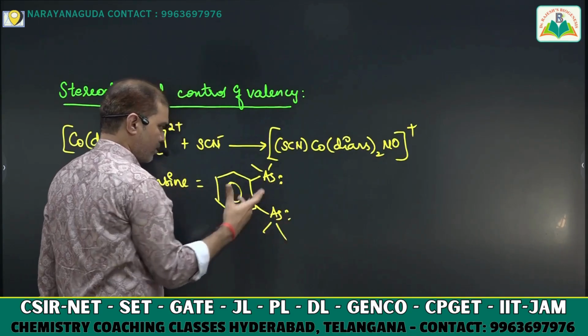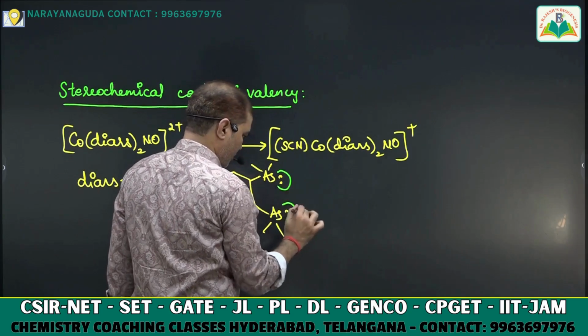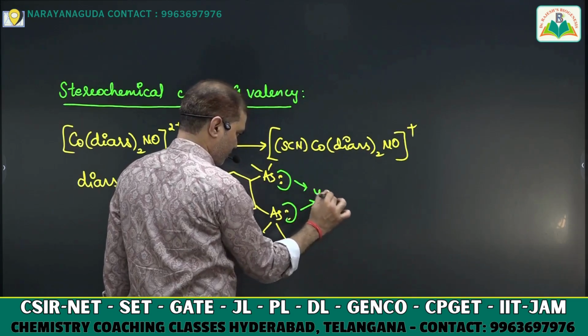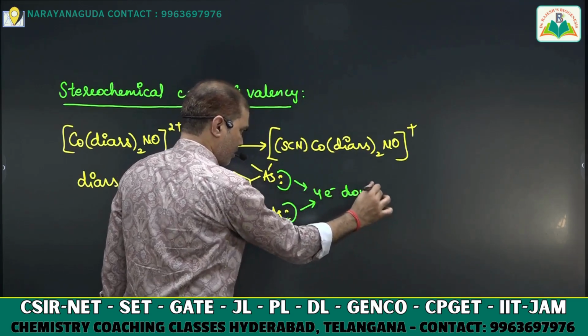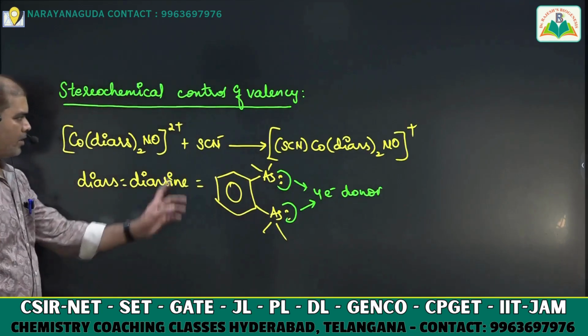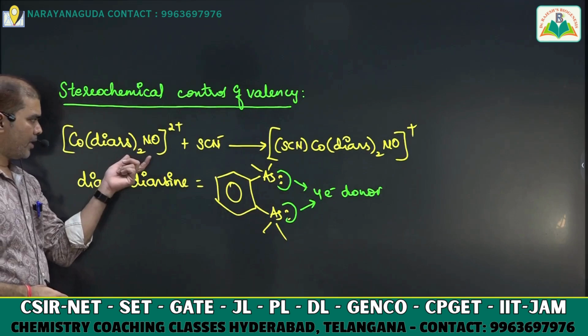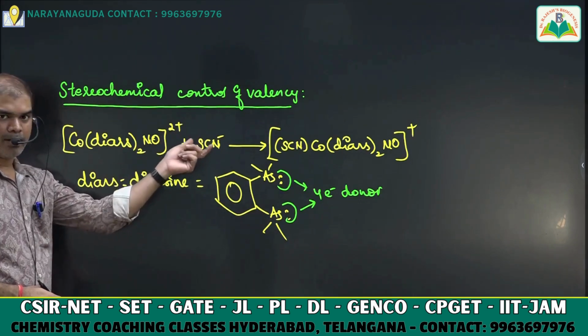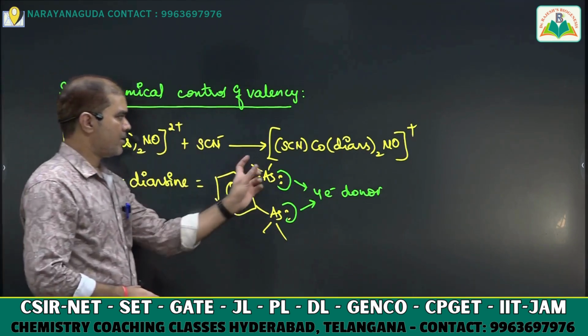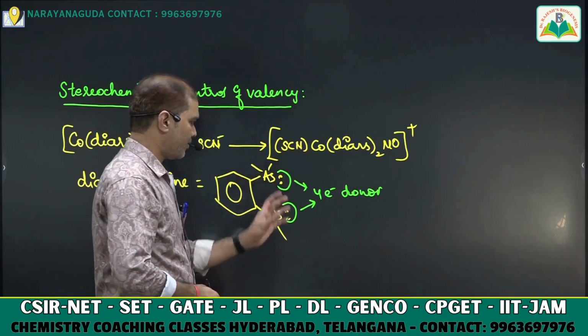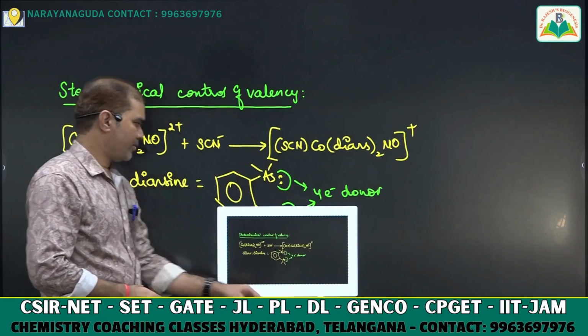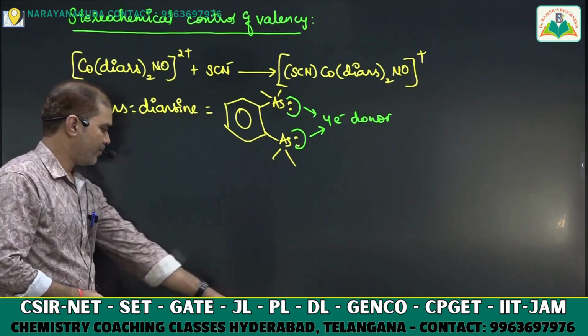Each diarsine is a 4 electron donor. It is a neutral ligand. So for the reactant or the substrate, slowly we are adding a thiocyanate. And once this thiocyanate is added, thiocyanate is getting inserted. We'll see what the electron count of the reactant as well as the product is.